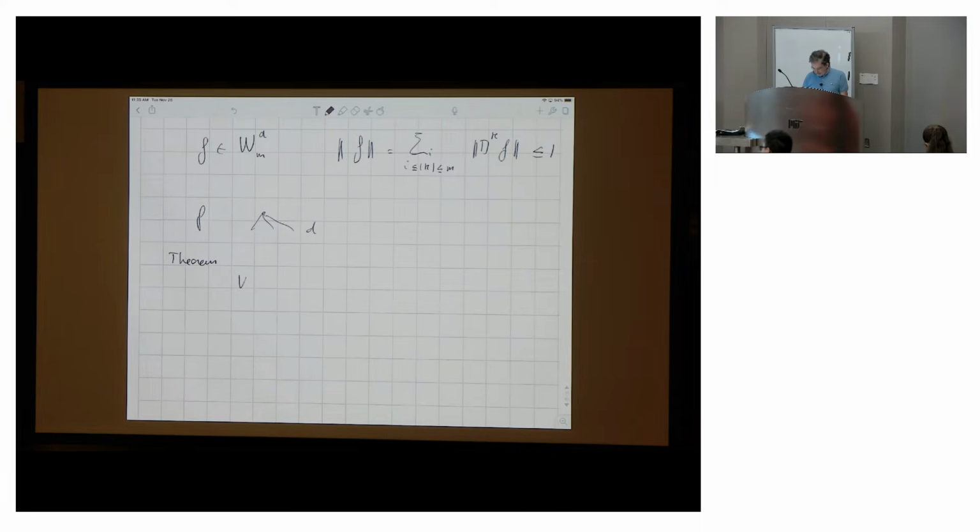And then the theorem says that for any f in this space, there exists g in V_n. So g has the form g of x equals some weight sigma W. Let me see.